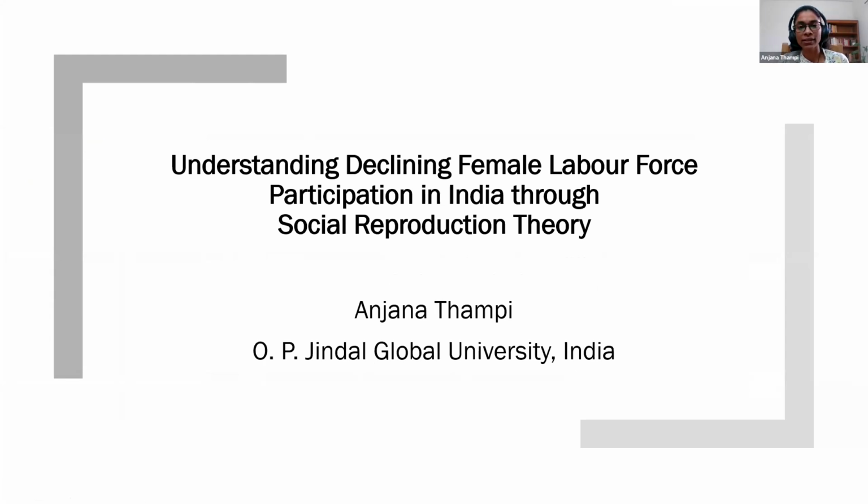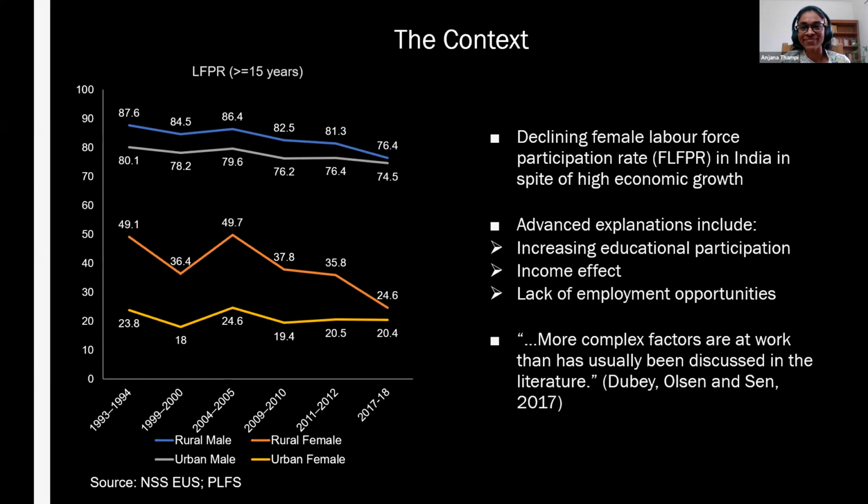So I would be essentially trying to explain the declining female labor force participation rate in India and how we could try and understand that through social reproduction theory. The context is essentially a puzzle that's been raised in quite a lot of literature of a declining female labor force participation rate in India since the late 1980s. It's been brought out as a puzzle because usually when India is spoken about, one of the first lines that you see is that it's been one of the fastest growing countries in the world for a while. But in spite of that, there's been a declining female labor force participation rate.